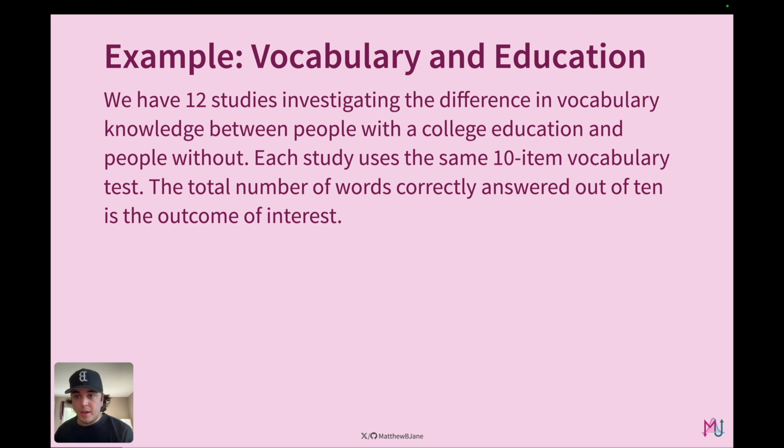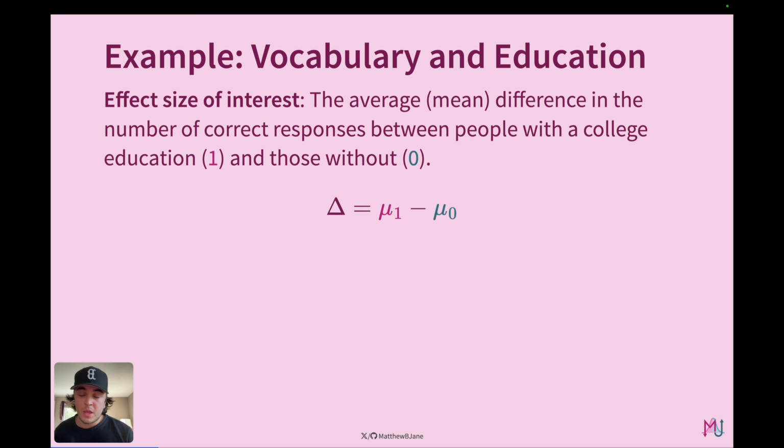So let's take an example. Say we have 12 studies investigating the difference in vocabulary knowledge between people with and without a college education. Each study uses the same 10-item vocabulary test, where the total number of words correctly answered out of 10 is our outcome variable of interest. So our effect size of interest here is the mean difference in the number of correct responses between people with a college education and those without. And we'll denote the people with a college education as 1 and the people without a college education with 0. We'll also denote it with red and blue, respectively.